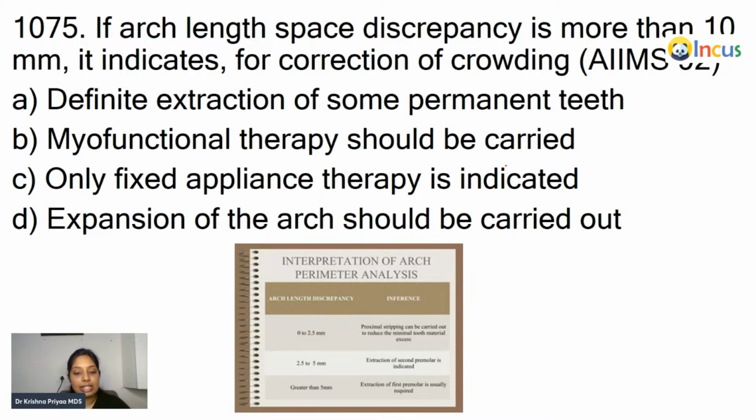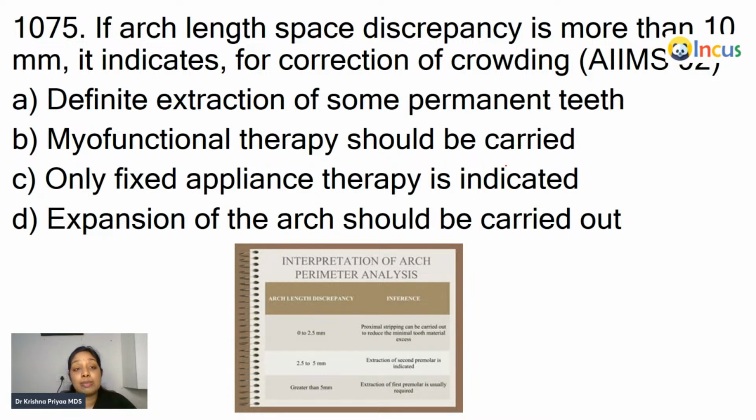If at all the discrepancy is between 2.5 to 5, then we have to plan for the extraction of second premolars. If it is more than 5, then we have to look at first premolar extraction for the treatment planning scenario. So when you understand this concept, you can answer a lot of questions with respect to this framework.